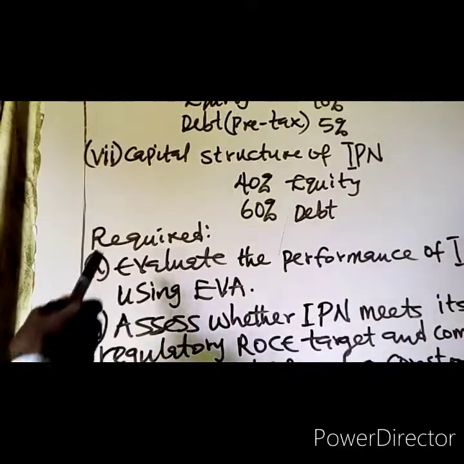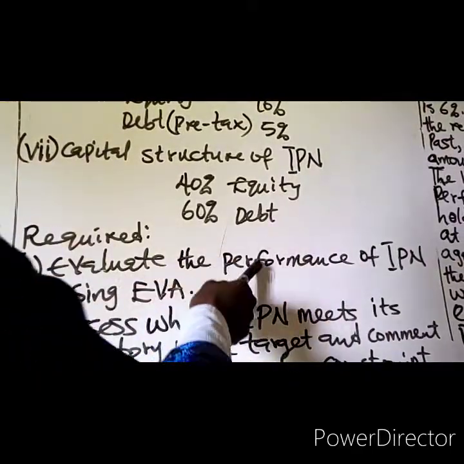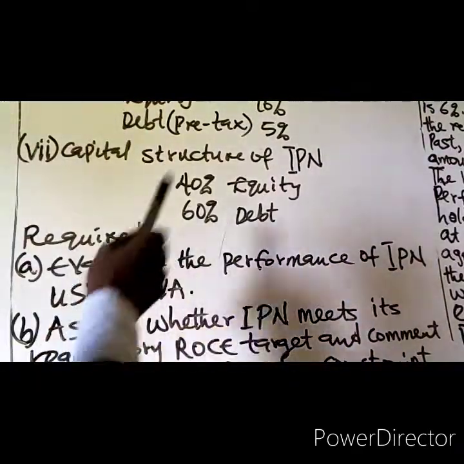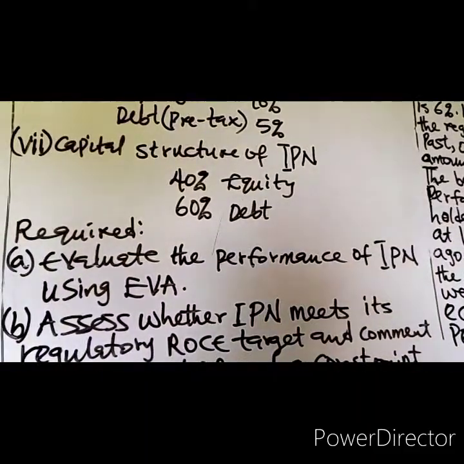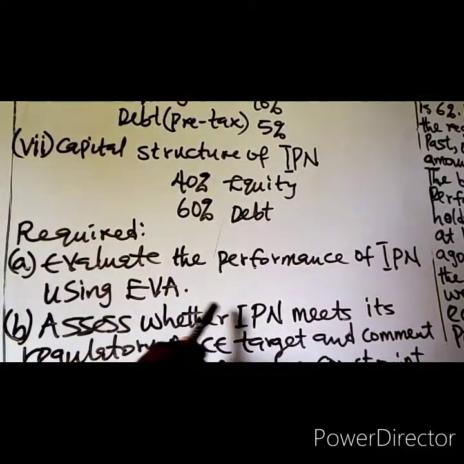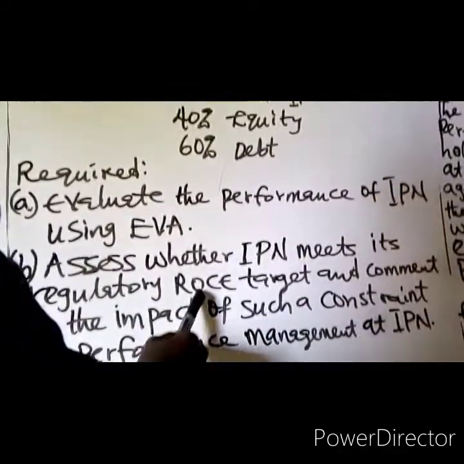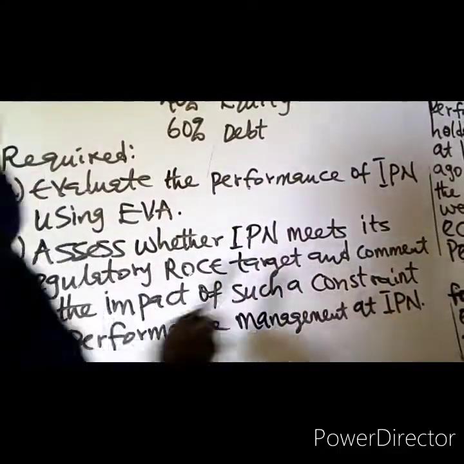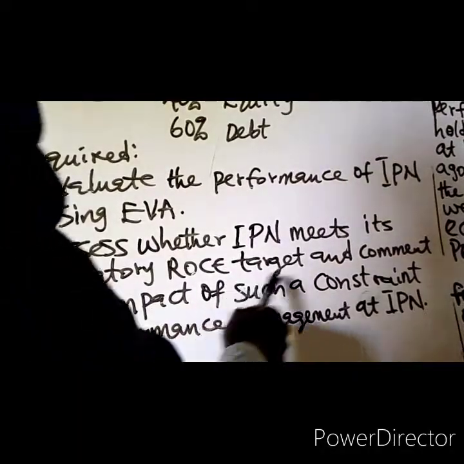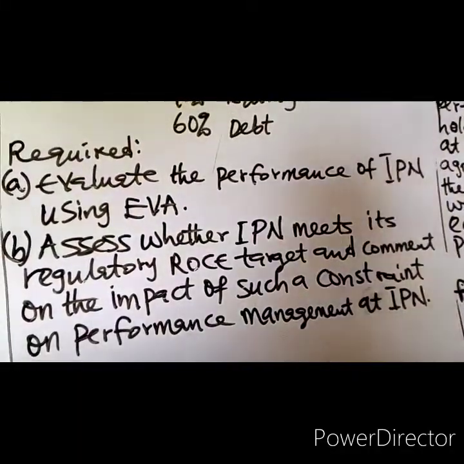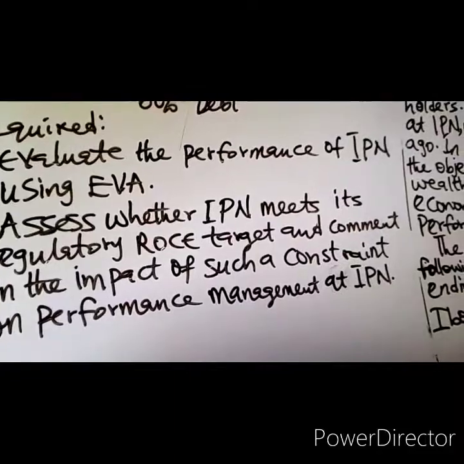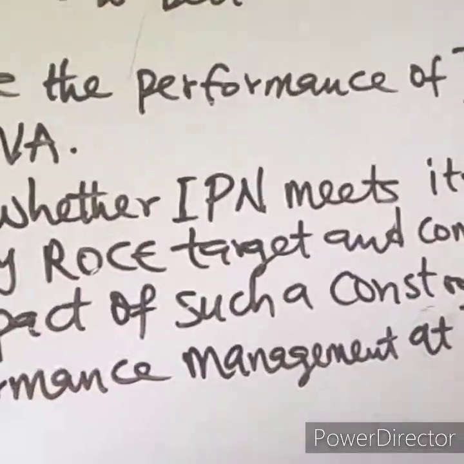Required. A. Evaluate the performance of IPN using EVA. B. Assess whether IPN meets its regulatory rules target and comment on the impact of such constraints on performance management at IPN. Solution.